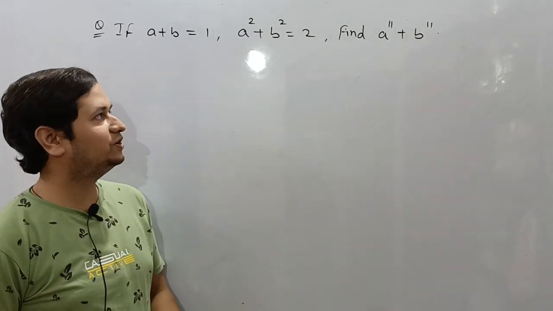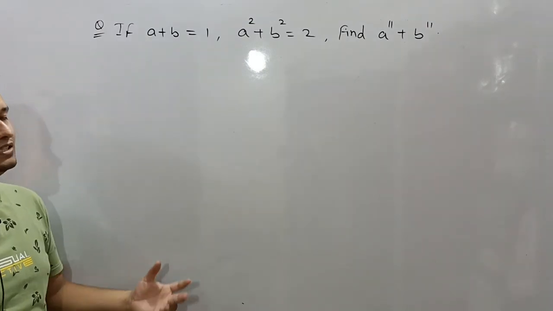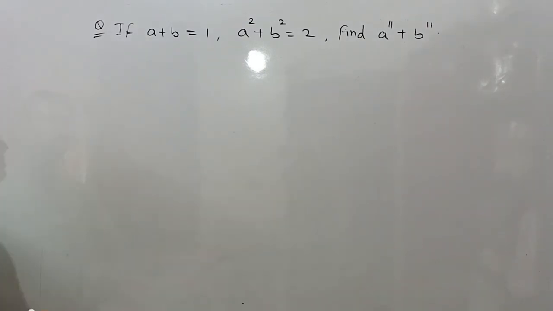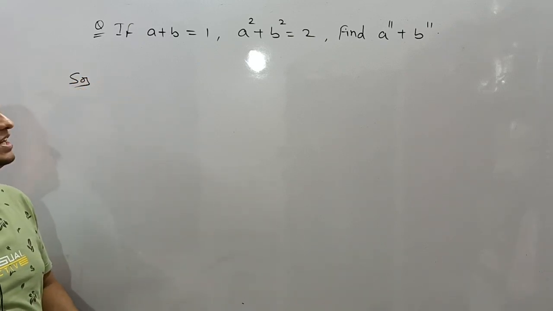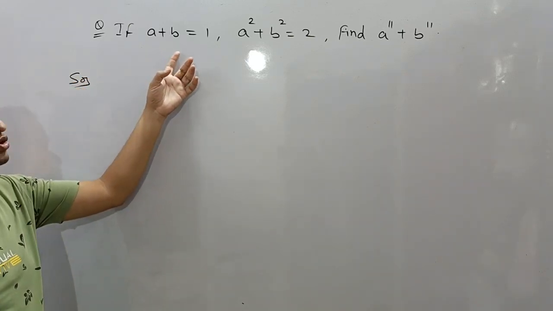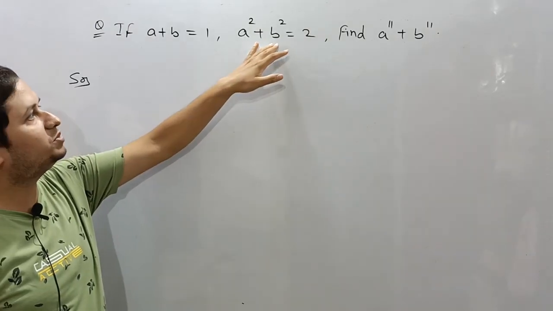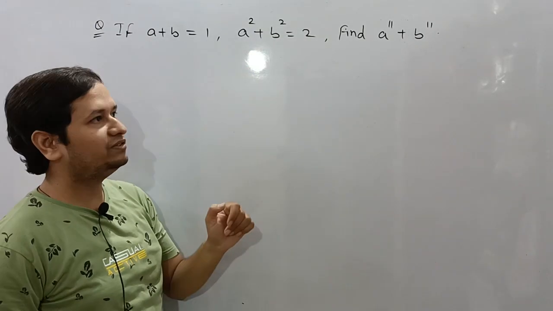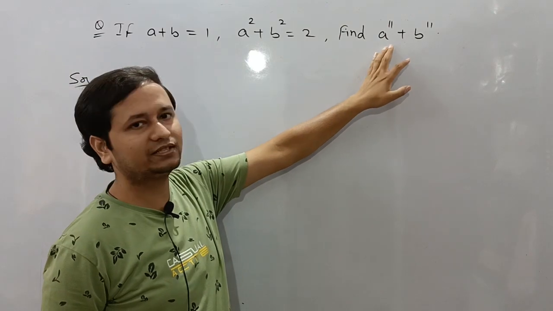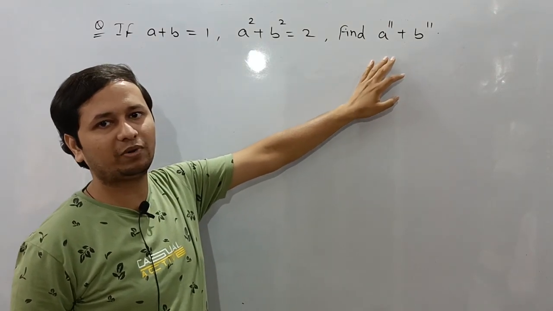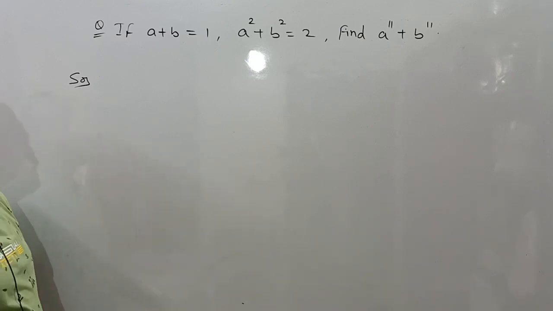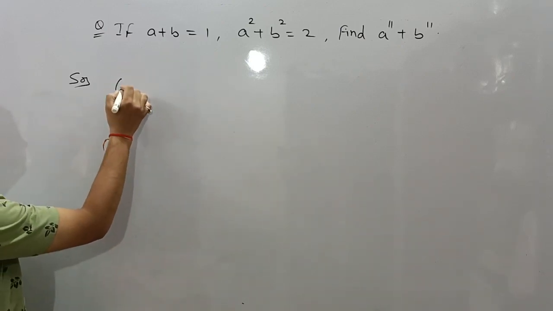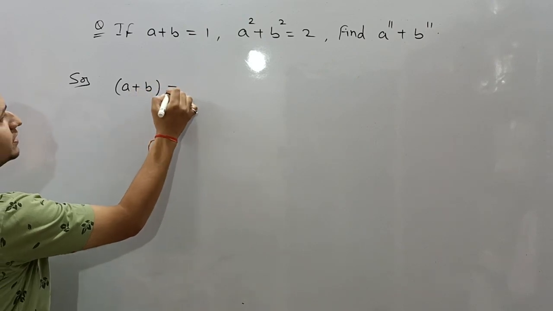Okay, in today's video we will solve an algebraic problem. So let's start. Suppose we have been given that a plus b is equal to 1 and a square plus b square is equal to 2. Then we have to find the value of a to the power 11 plus b to the power 11. Okay. So, first of all, we will take a plus b equal to 1.